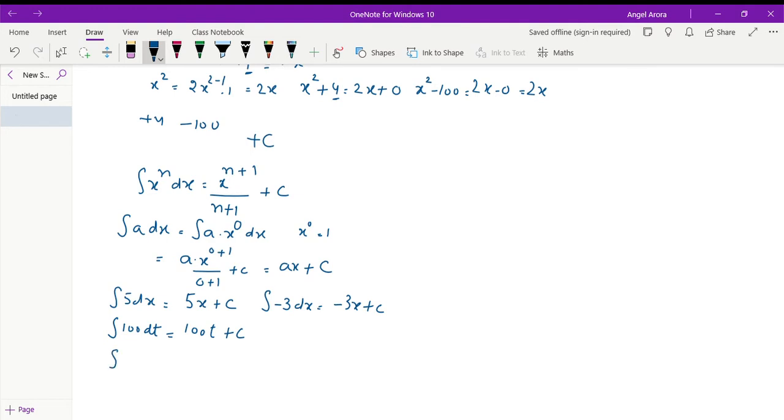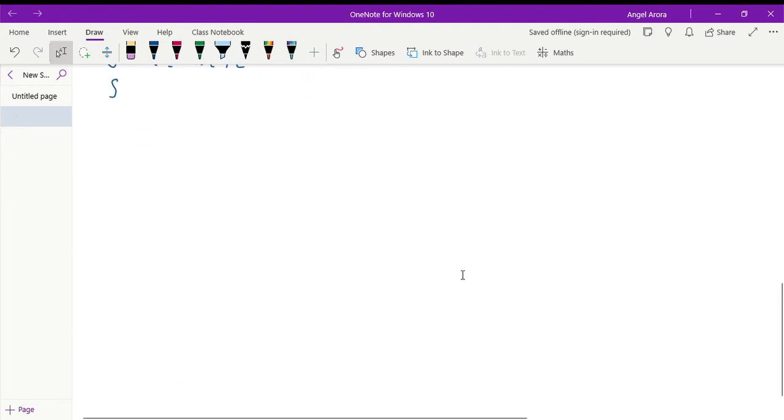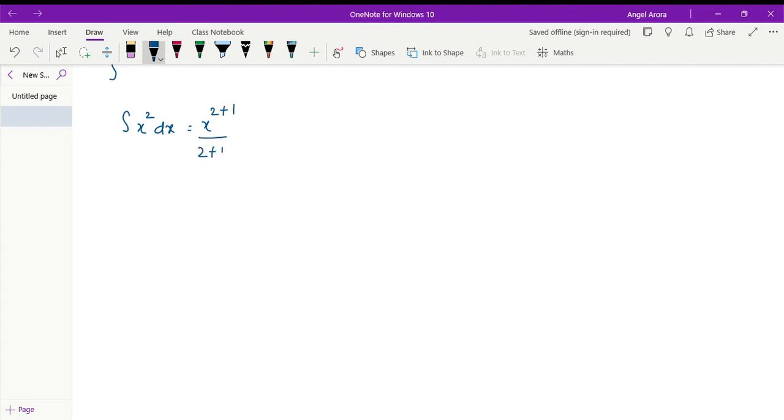What will be the integral of x square dx? It will follow the power rule. We will write here x raised to 2 plus 1 upon 2 plus 1 plus c. So it will be x cube upon 3 plus c.